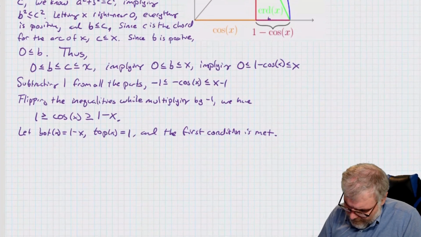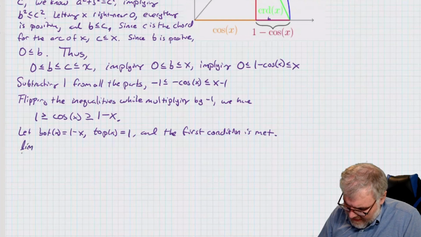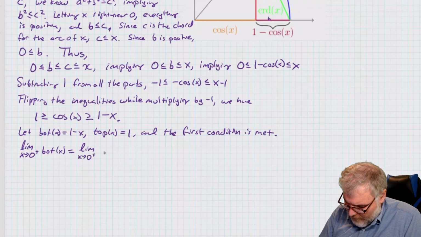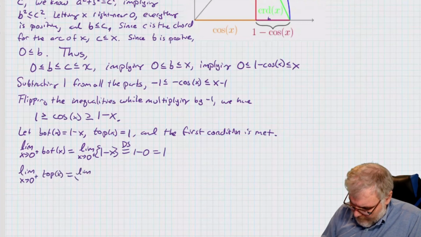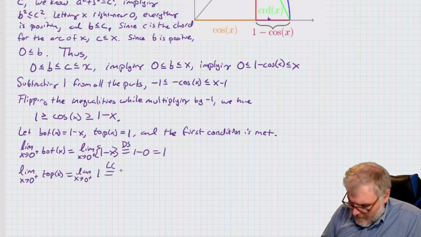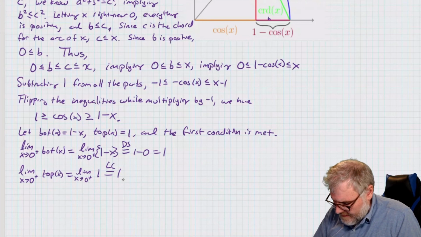so what we're going to do is say, okay, the limit as x goes to 0 from the right of bot of x equals the limit as x goes to 0 from the right of 1 minus x. This right here is a polynomial. We can just sub in on it, and it equals 1 minus 0, which equals 1. And the other side is just the limit of a constant.